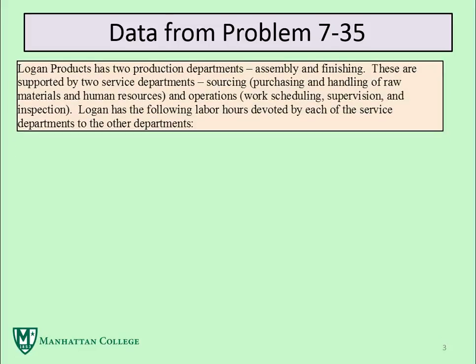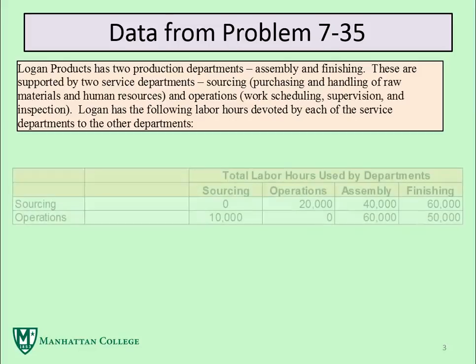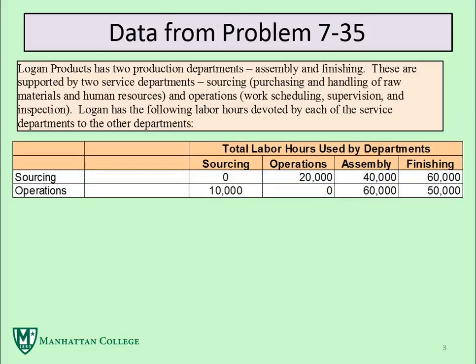appears. Logan Products has two production departments, assembly and finishing. They are supported by two service departments: the sourcing department, which purchases and handles raw material and administers human resources, and an operations department that schedules work, supervises work, and inspects the work. Logan has the following labor hours devoted by each of the service departments to the other departments. So the sourcing department spends 20,000 hours in the operations department, both of which are support departments.